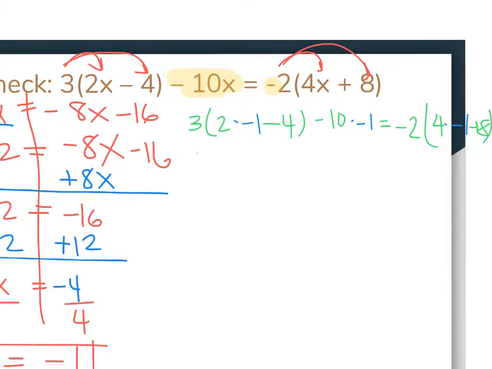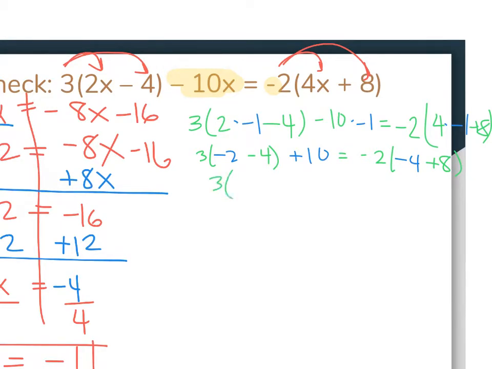Okay, I'm not doing anything with the 3. And then 2 times negative 1 is just negative 2. And I don't do anything with the negative 4, so I just leave it there. I can multiply my negative 10 and negative 1, which becomes a plus 10. And that's going to equal, I don't do anything with the negative 2. 4 times negative 1 is negative 4 plus 8. So then I have to simplify inside the parenthesis even more.